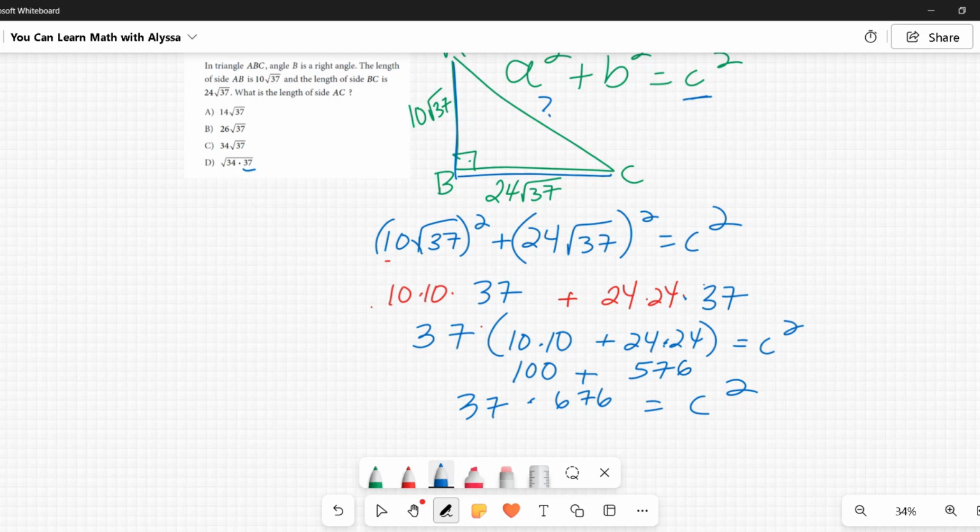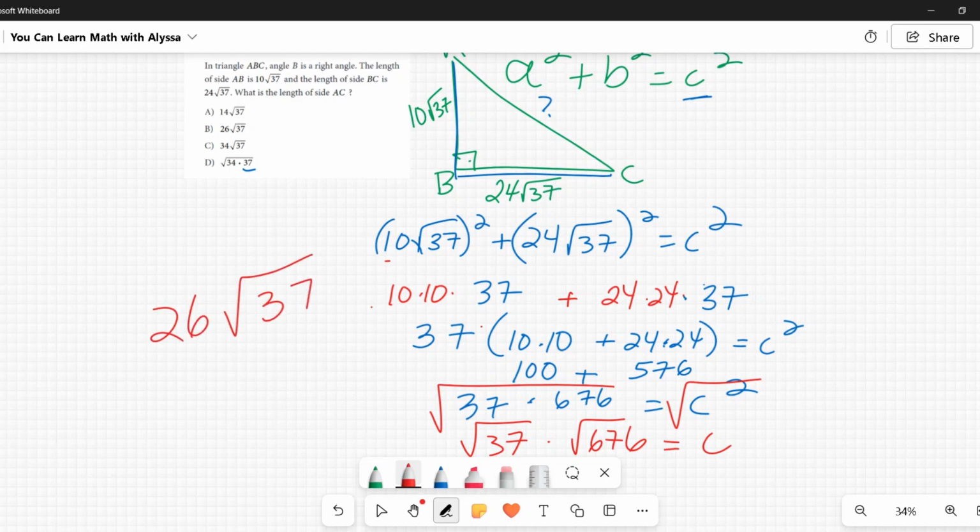You go, okay, I'm going to take the square root of both sides. Square root of this equals square root of that. I can split those up to be square root of 37 times square root of 676 equals c. And we're back to where we were before, where square root of 676 is 26. So 26 square root of 37. That's just a little quirk of a way you can do it for this problem. I think it's a little quicker.